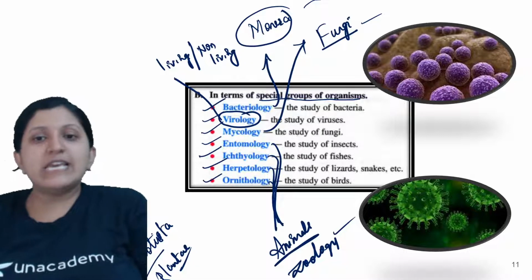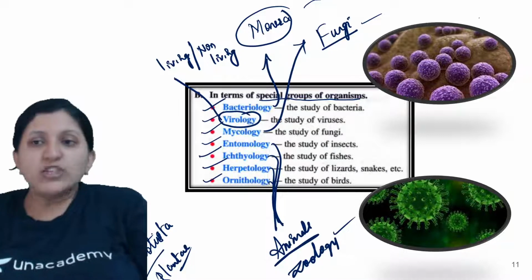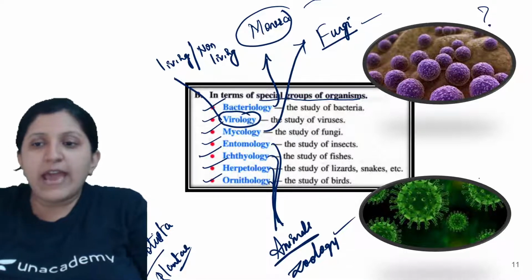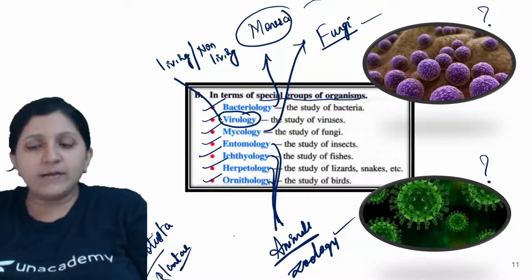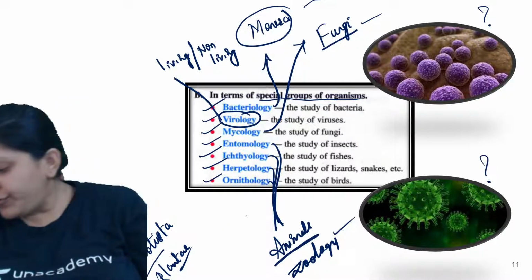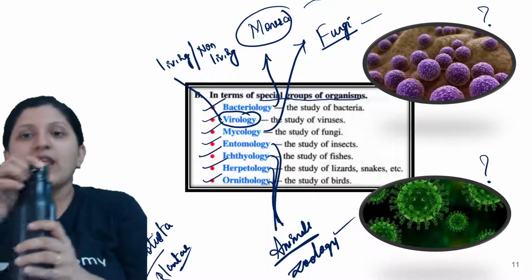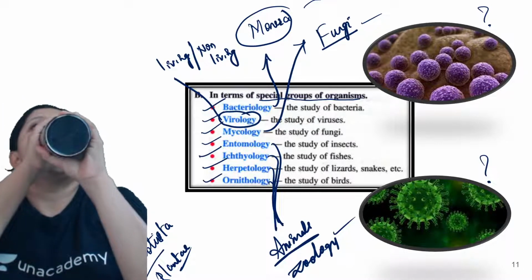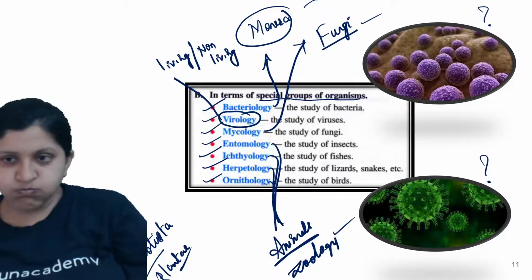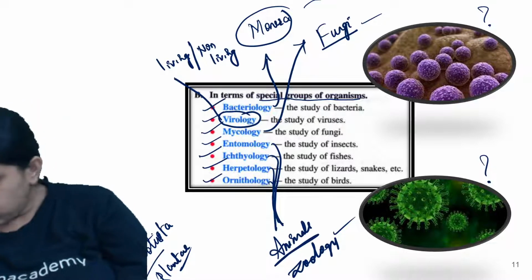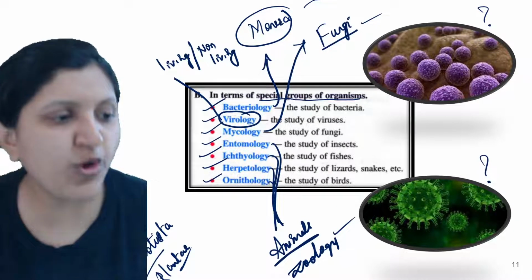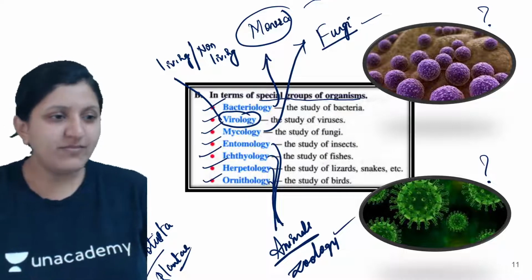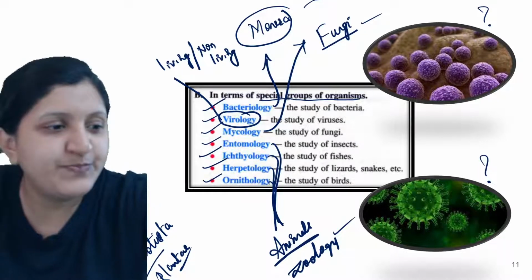So now let's see each one of them one by one. So what is this picture now, and what is this picture? Any idea? Any of you? No idea? So what exactly is that?